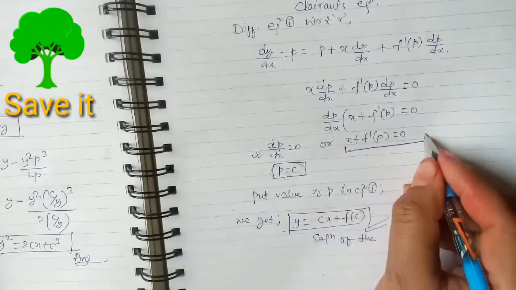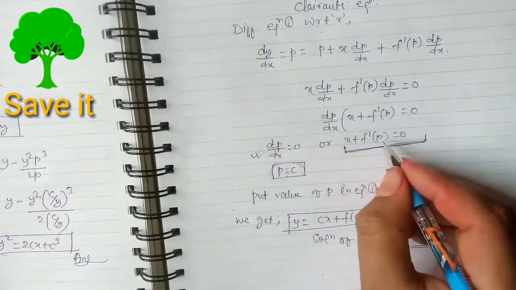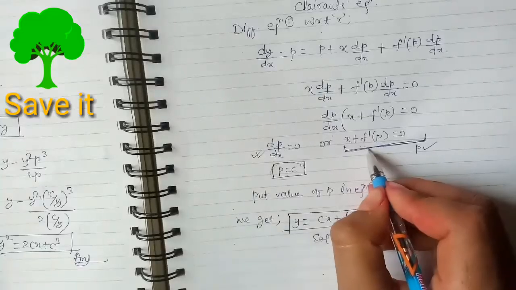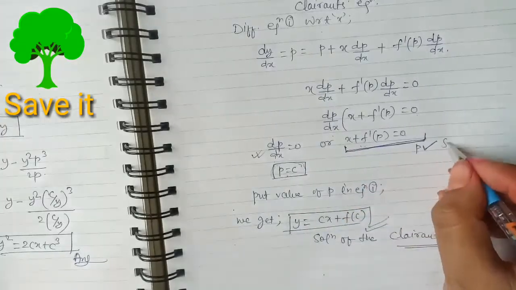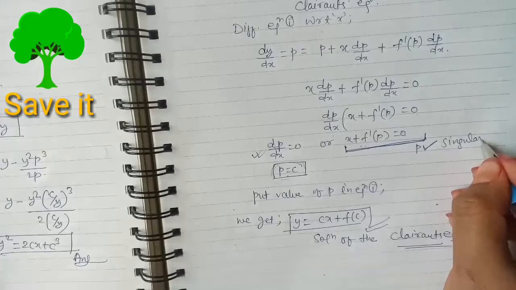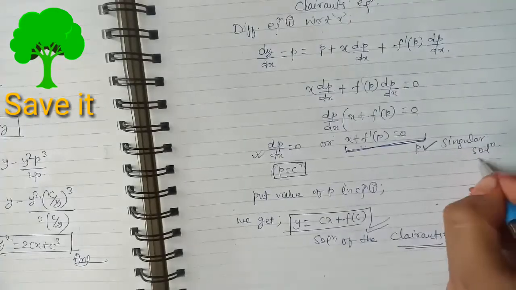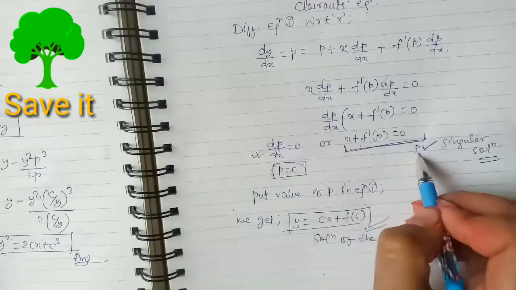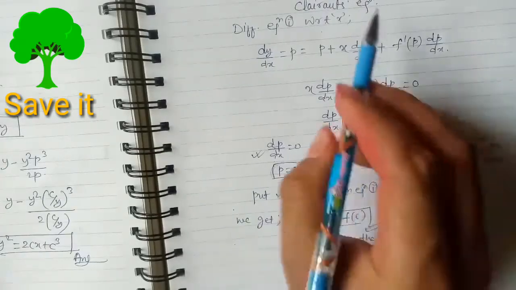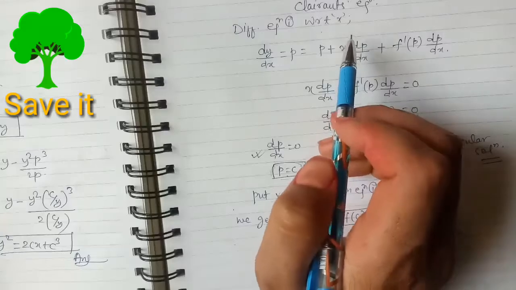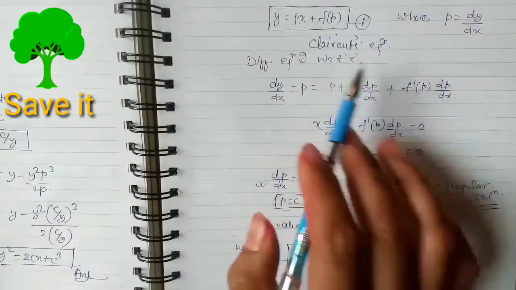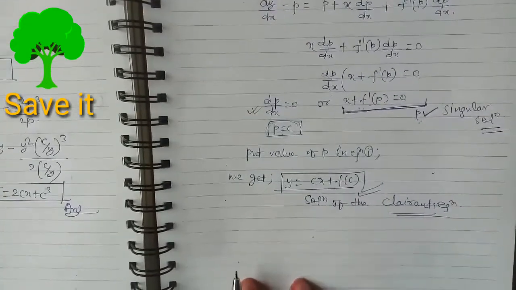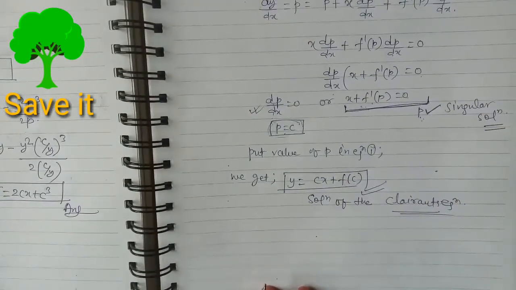When we solve the other form and replace p by this form, then what happens? We get the singular solution. Means from here we will calculate the value of p and substitute the value of p in the required equation 1. Then what will we conclude? We will get a singular solution.